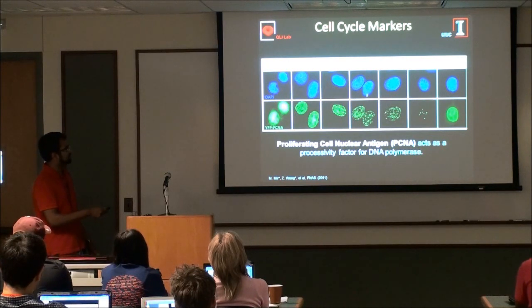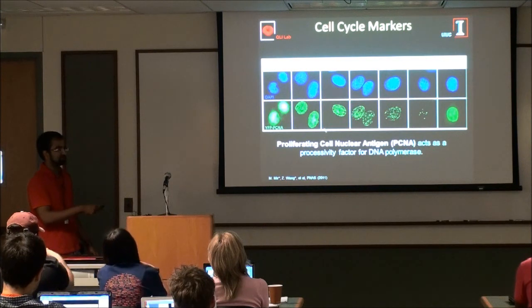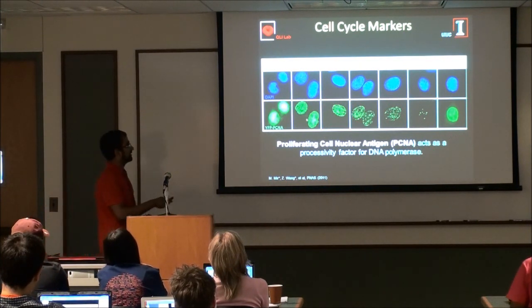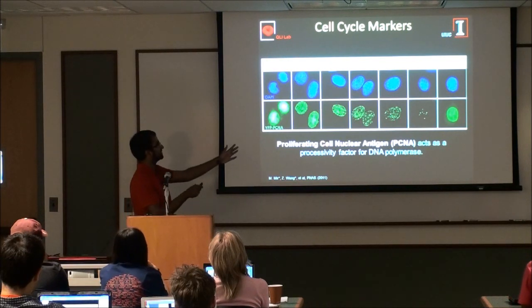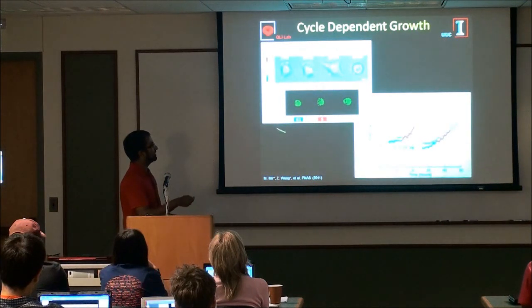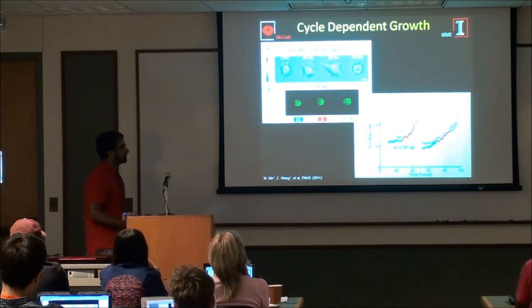So as you can see, the spatial organization of the PCNA is very distinct in the S phase. So if you have this information, we can tell when the cells are in G1 versus S versus G2, and then we go ahead and measure our mass along with this fluorescence, and now we can split up the curve according to G1, S, and G2.